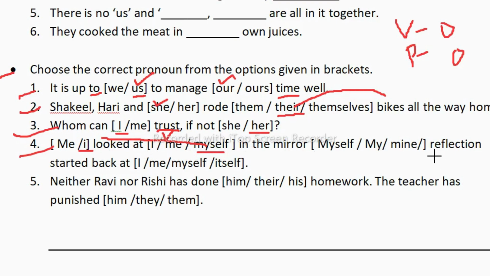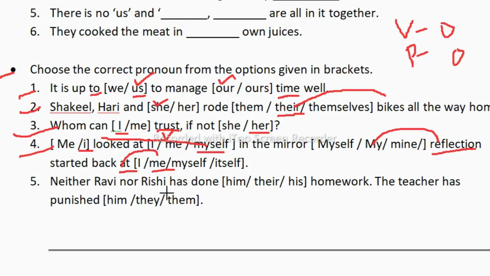Here reflection is a noun, so before a noun we need to show the adjective. So my reflection in the mirror, my reflection stared back at, and at is a preposition. After preposition we need to show the object. My reflection stared back at me. So this will be a correct answer. I look at myself in the mirror, my reflection stared back at me. Now let's move to the next one, which is the last one.